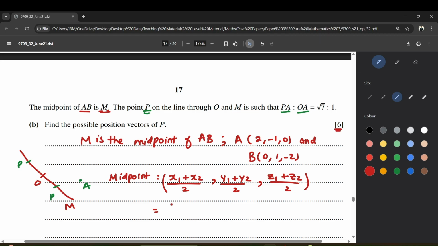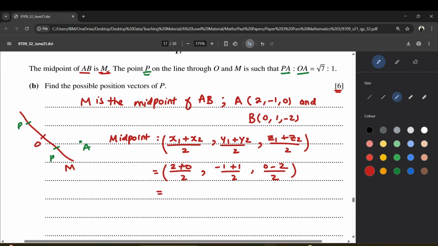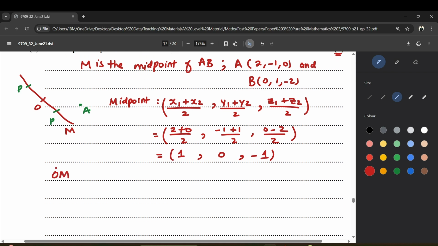You can simply calculate them. So we have 2 plus 0 upon 2, then minus 1 plus 1 upon 2, and 0 minus 2 upon 2. That will give us 2 upon 2, that is 1, then 0, and then minus 1. So we know that the position vector of M will be 1, 0, minus 1. So this is the column vector of OM.